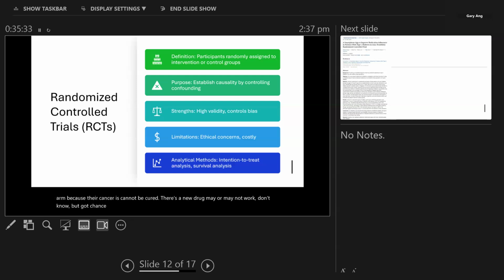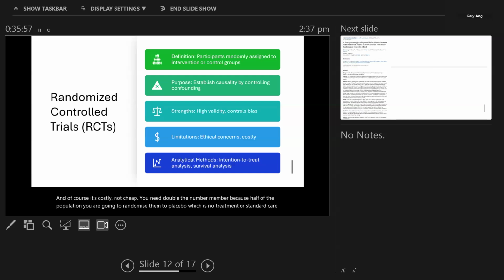So some people will bribe themselves to get into the intervention group. Yeah, because if you get the intervention, there's a chance to survive. If you go to the control group, you're given placebo, no chance. Okay, so a lot of ethics involved. And of course, it's costly, not cheap. You need double the number, remember? Because half of the population, you're going to randomize them to placebo, which is no treatment, or standard care.